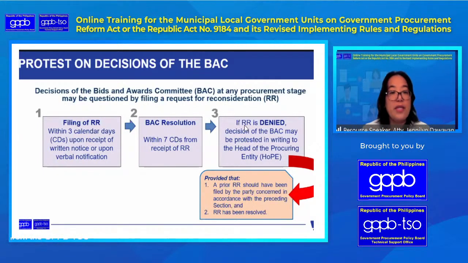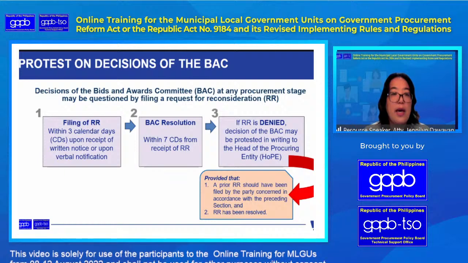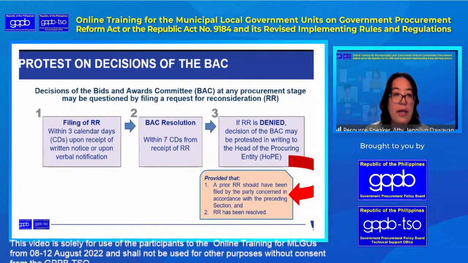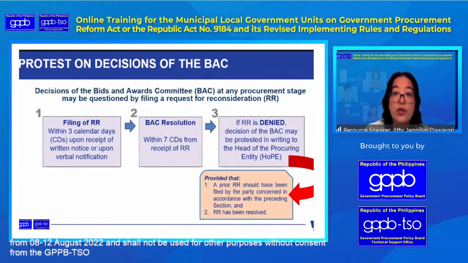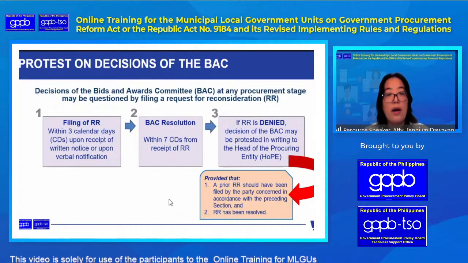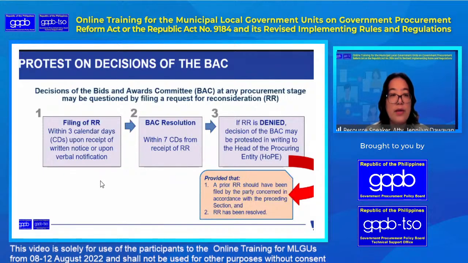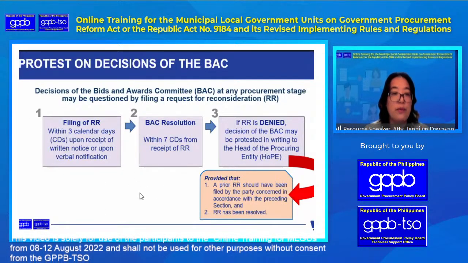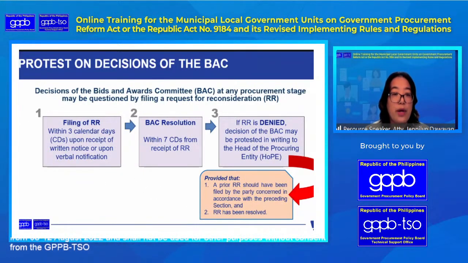So decisions of the Bids and Awards Committee may be protested at any stage of the procurement process, and may be done so by filing a request for reconsideration as a first step. This should be filed within 3 calendar days upon receipt of the written notice or verbal notification, but more so it's always the written notice that we are trying to resolve in the request for reconsideration.